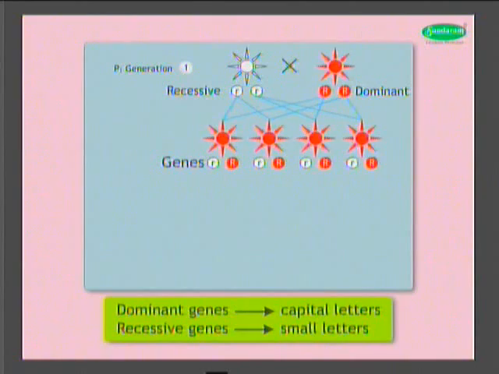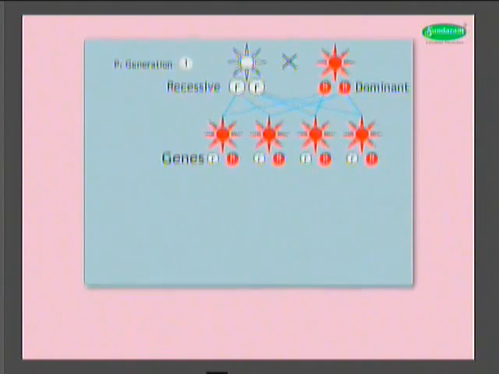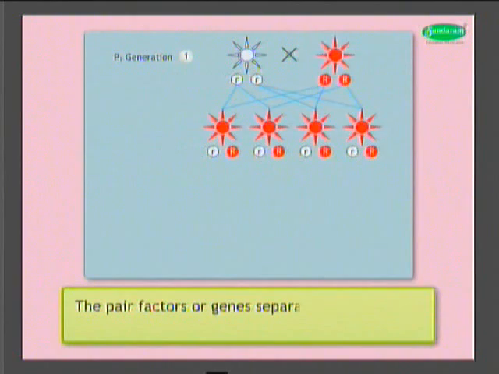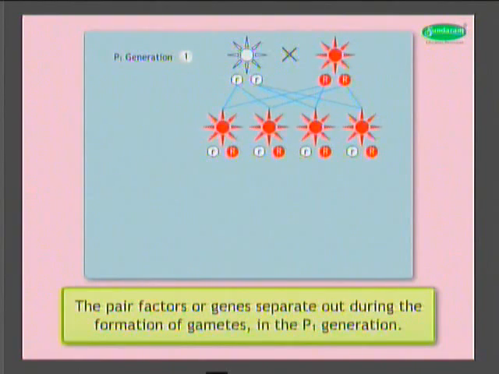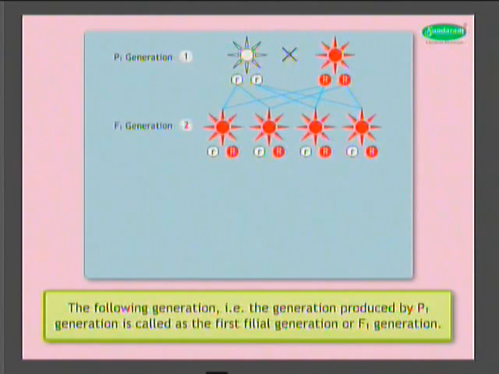Dominant genes are represented by capital letters and recessive genes are represented by small letters. As the genes occur in pairs, those for red flowers are written as RR and those for white flowers as rr. The pair factors or genes separate or segregate out during the formation of gametes in the P1 generation. Thus, two types of gametes are produced, one with R factors and the other with r factors. The following generation, that is, the generation produced by P1 generation, is called as the first filial generation or F1 generation.